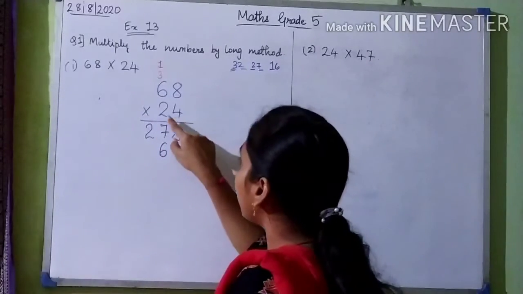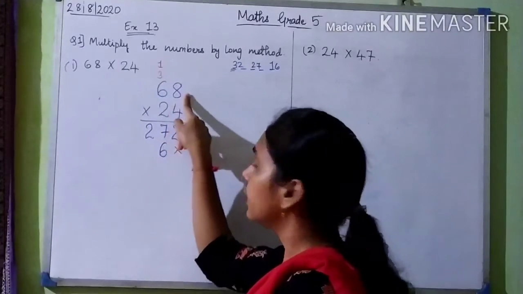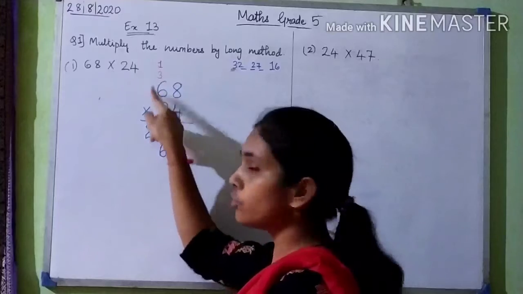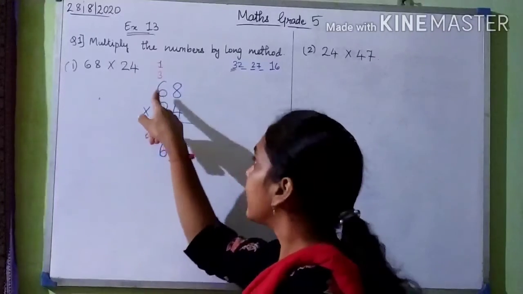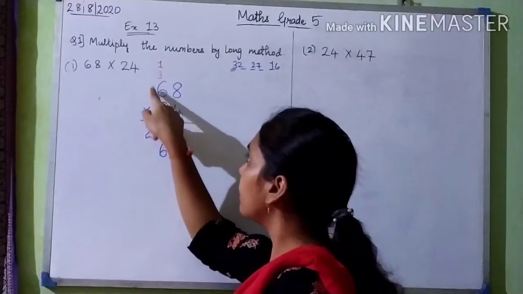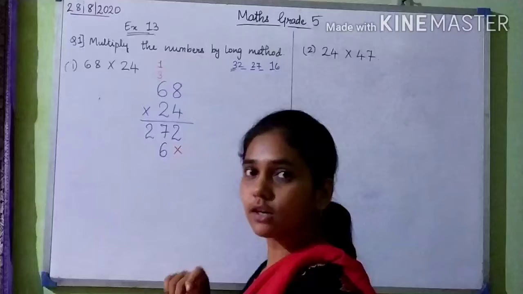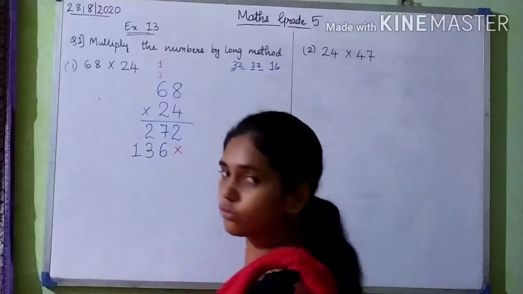Now I multiply 2 by 6. Before, I multiplied 2 by 8. Now I multiply 2 by 6. So 2 6s are 12. Now to this 12 I add 1. 12 plus 1 is 13. So I write 13 down.